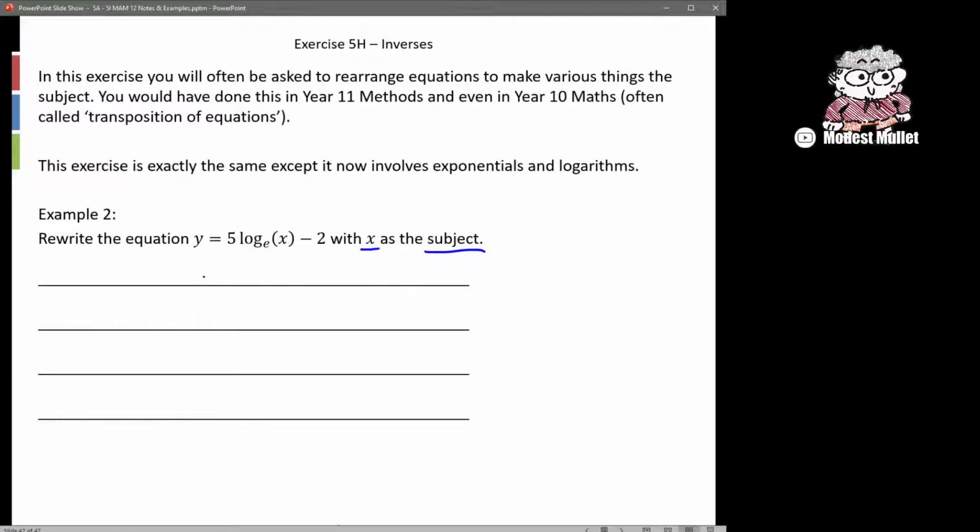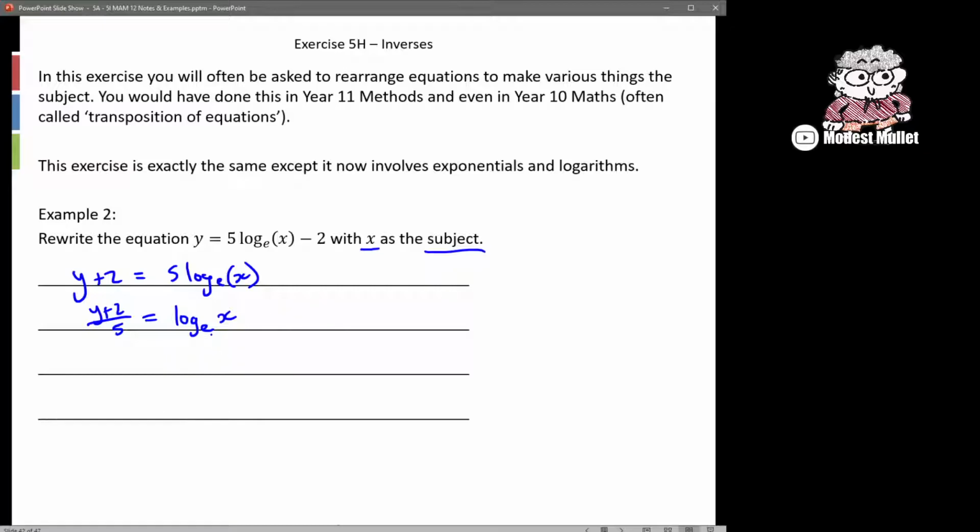We're not technically finding the inverse here. We're not switching our y's and x's or anything like that. It's just asking to rearrange the equation. So first off, we get y plus 2 is equal to 5 log base e of x. And then we divide by the 5. So we get y plus 2 divided by 5 is equal to log base e of x.